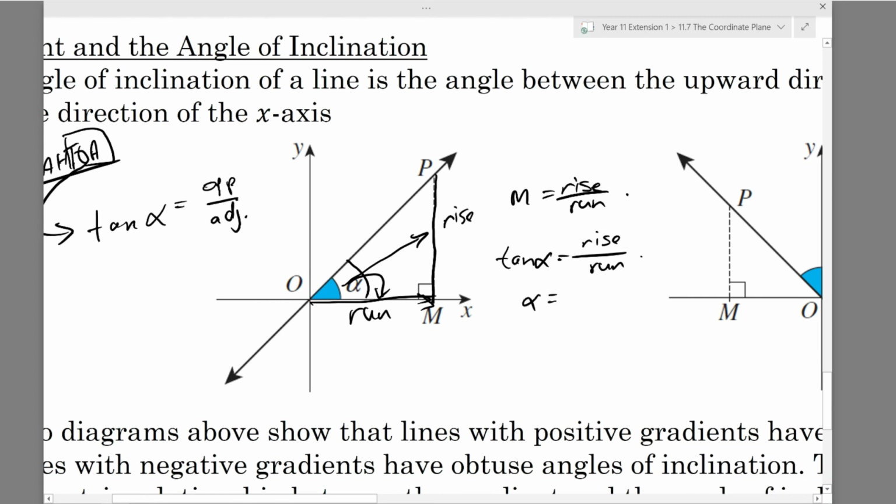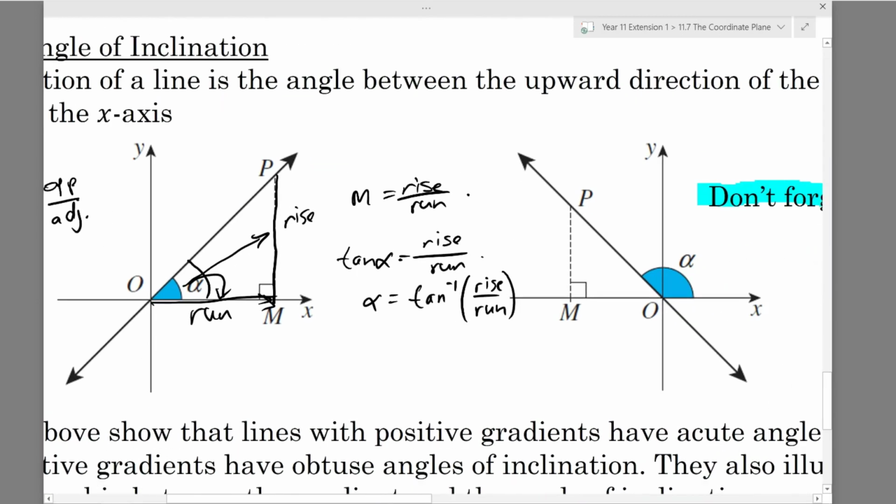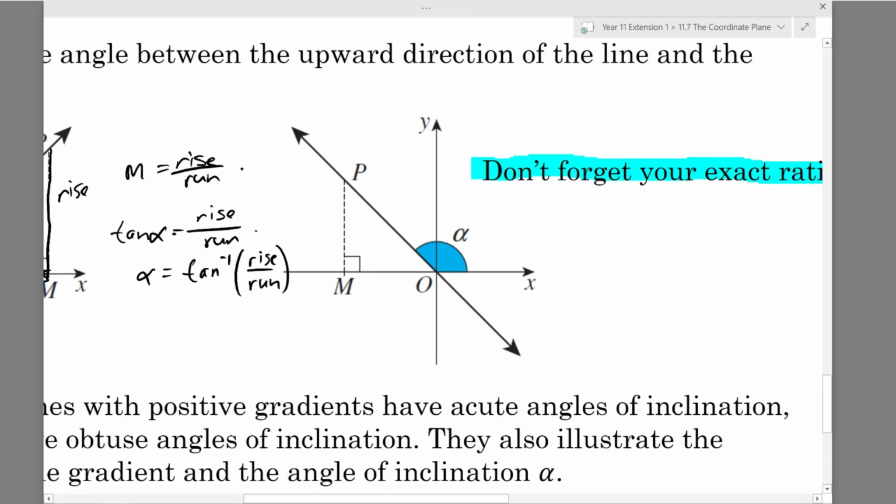So that means that alpha is equal to the inverse tan, because remember the opposite of tan is inverse tan, of the rise over the run. So tan, sine, and cosine are just functions. When you put a number in, they give you a number back out. The opposite of a function is the inverse of that function, which we will talk about when we look at chapter 5. But just for now, we're just removing tan to the other side. Okay, now it's the exact same thing over here.